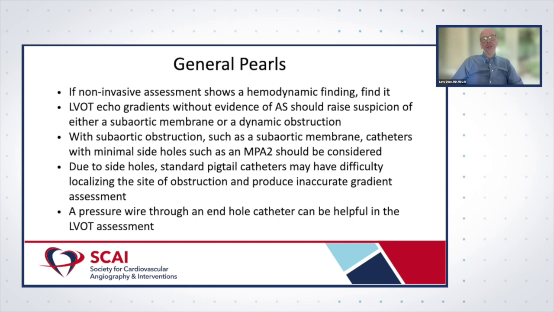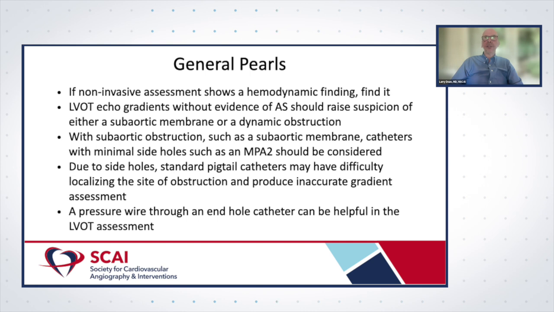Again, as has been mentioned already, the LVOT echo gradients without evidence of AS. We have great echo, so we can see aortic valve stenosis, and if you don't see that, that should certainly raise a suspicion, as in this case, that there was something else going on. A subaortic membrane was the thing found in this particular case report, but certainly dynamic obstruction. Usually you already have that information when you go to the cath lab, but in cases like this, with a subaortic membrane, sometimes you don't.